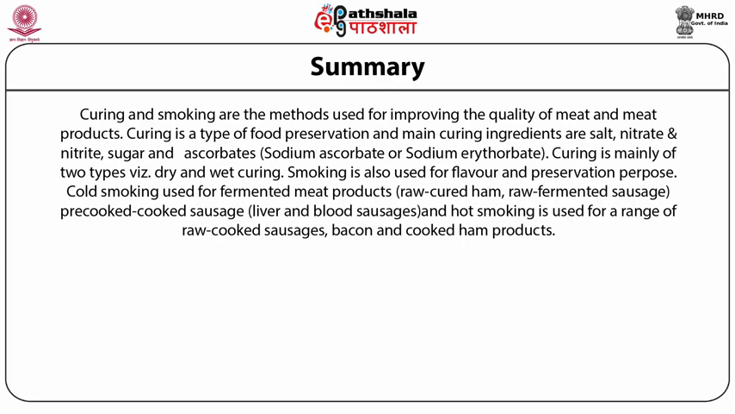Cold smoking is used for fermented meat products like raw cured ham, raw fermented sausage, and pre-cooked or cooked sausage like liver and blood sausage, and hot smoking is used for a range of raw cooked sausage, bacon, and cooked ham products.